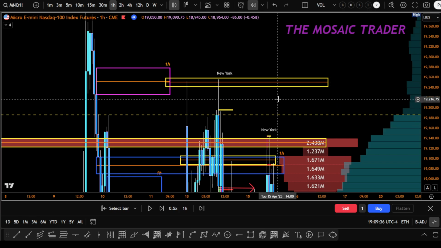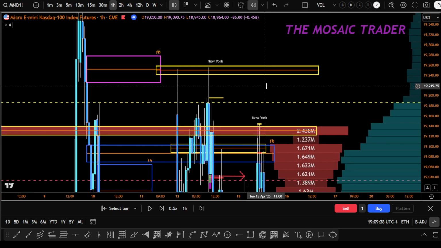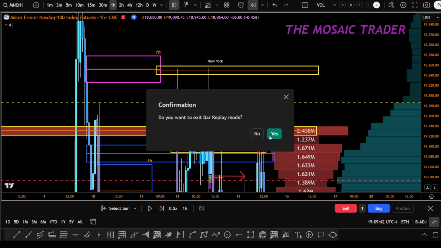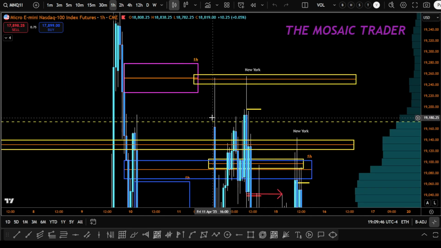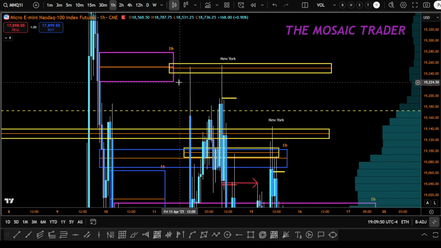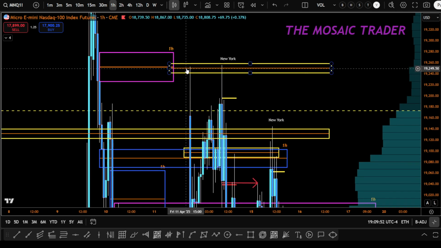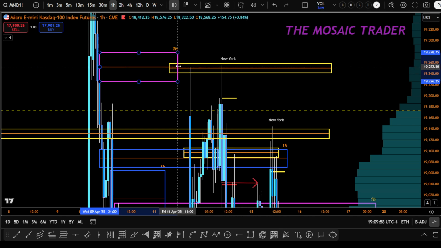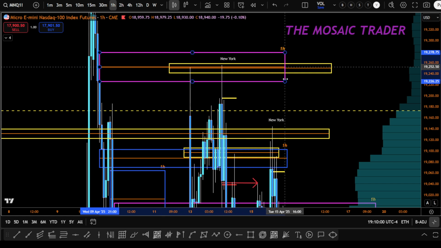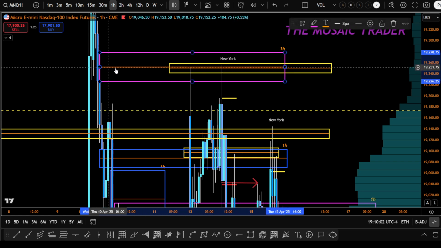So let's get started. So we start out here on Sunday night. As you can see, it hit right this middle of this volume node here, and with confluence with this wick, midpoint of this wick over here.